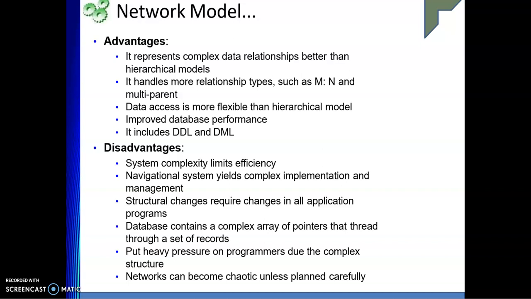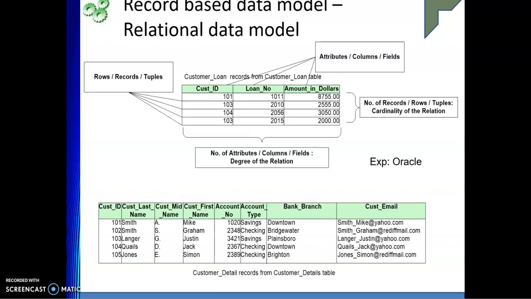But still, the complexity is the limit itself. The database contains a complex array of pointers that traverse a set of records. And since we are concentrating more and more on the network, if you try to make more of this, it may become completely chaotic. Having said this on the network model, we come to the relational model.